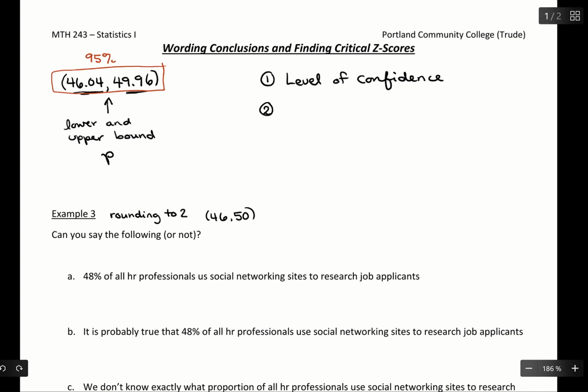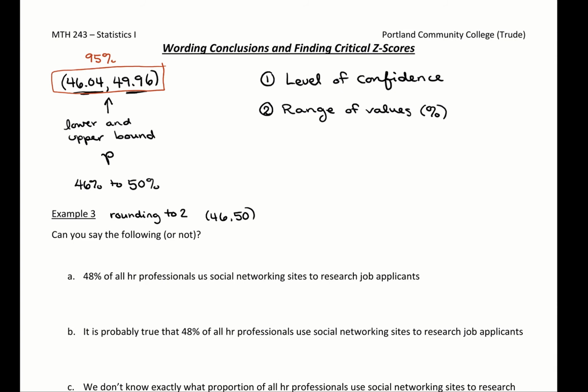Then another piece that we want to talk about, and this doesn't have to be in a particular order, 1, 2, 3, it can be in any order. What's important is that all 3 pieces come through in the conclusion. You're going to have a range of values coming from that lower bound and upper bound. And since we're working with proportions here, that range of values will typically be percentages. So in this case, we're going to be describing this 46% to 50% that came through with our confidence interval.